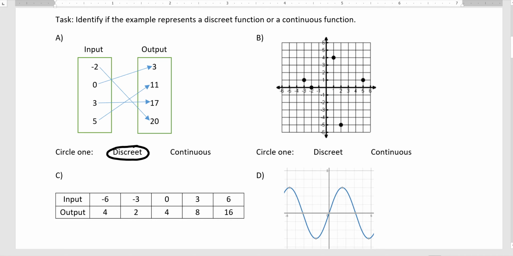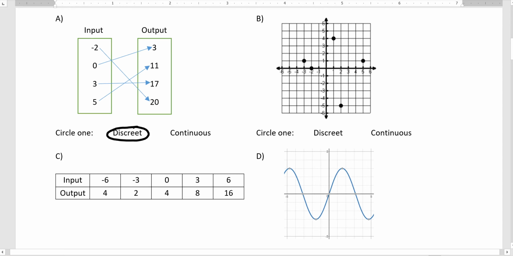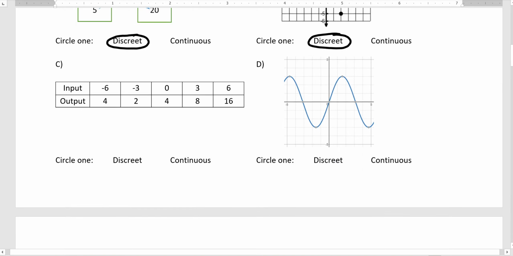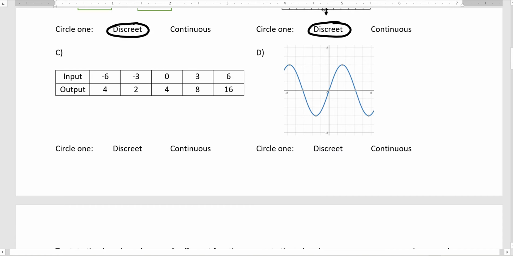All right, so let's look at letter B here. This one, look at how many points I have. I have 5 points. That tells me I have 5 inputs. That tells me this is indeed discrete. Look at letter C here. Same idea. 1, 2, 3, 4, 5. I have 5 inputs. I know those are the only 5 inputs I have, so that's discrete as well.